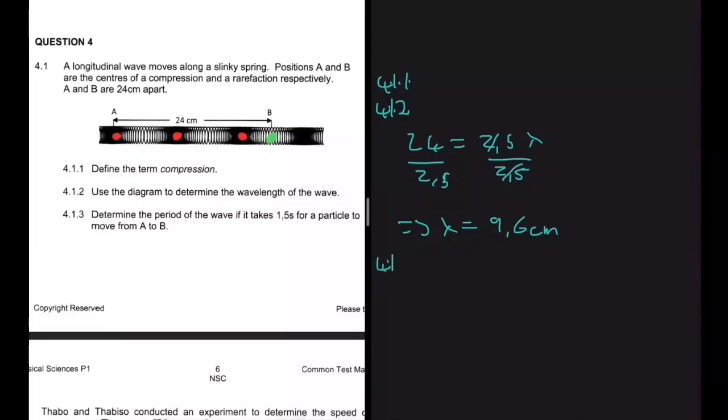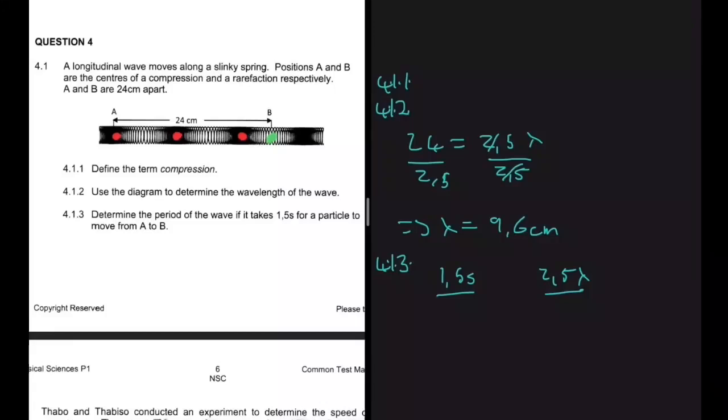And now to 4.1.3. The question says let's determine the period of the wave if it takes 1.5 seconds for a particle to move from A to B. So it takes 1.5 seconds to travel 2.5 wavelengths. That is the information we have, and we want the period. So let's go back to the definition. What is the period? The period is the time it takes to complete one wavelength.